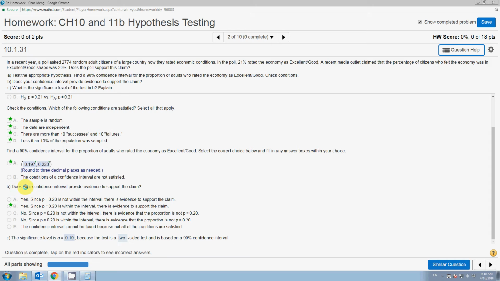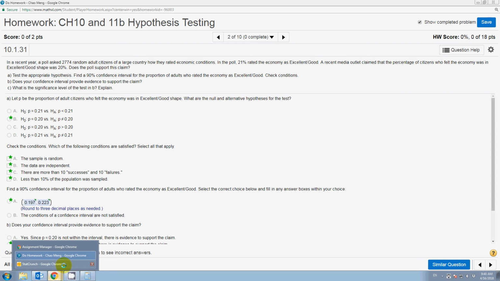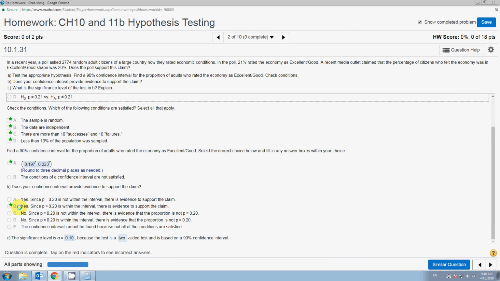And part B, does your confidence interval provide evidence to support the claim? What is the claim? The claim is that P is equal to 0.2. So how do we decide that? Let's see if this hypothesized value is in the interval or not. Okay, 0.2 is less than the upper limit and greater than the lower limit. So it is in the interval. So the answer is yes. 0.2 is within the interval, so there is evidence to support the claim.